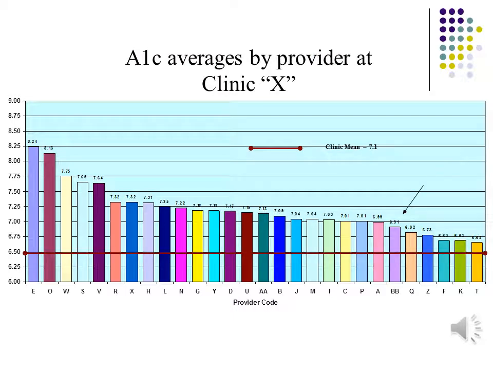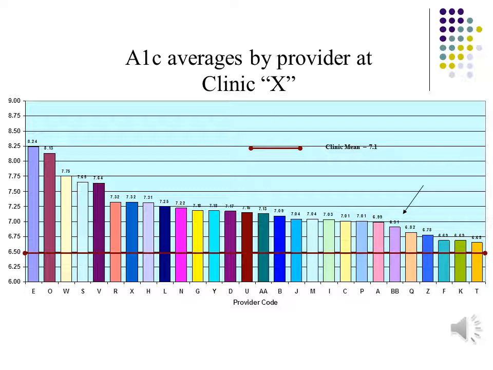Here's another example. If you look at this, I want you to think for a moment about which of these clinics, or which of these providers, at Clinic X, has the best A1C average in their patient population. At first glance, I think many of us would look toward the left at E and O there and think that those are the highest. You see this kind of thing happen all the time, and the assumption is that those have the highest averages. What about, for example, BB? That seems a lot lower.